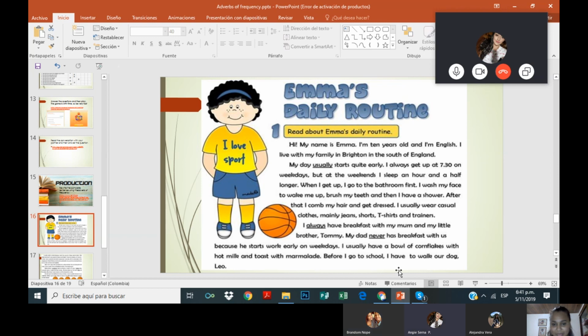When I get up, I go to the bathroom first. I wash my face to wake me up, brush my teeth, and then I have a shower. After that, I comb my hair and get dressed.